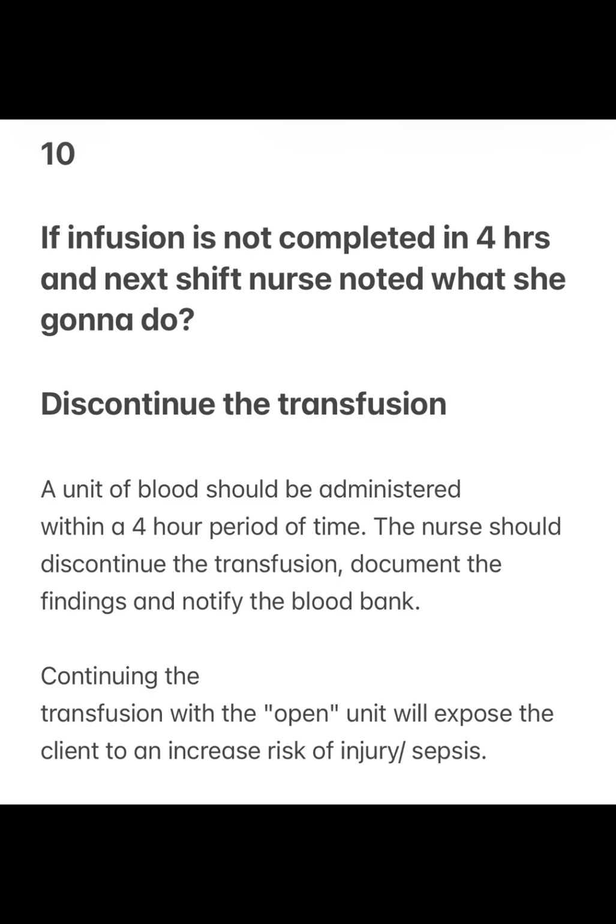The nurse should discontinue the transfusion, document the finding and notify the blood bank. Continuing the blood will cause injury or sepsis. So you must discontinue the transfusion after 4 hours, if you still note the blood is not finished yet. So the answer you are going to select is that the blood product must finish within 4 hours. After 4 hours it is bad and it will cause sepsis or injury.